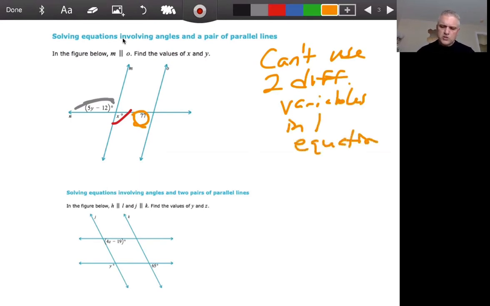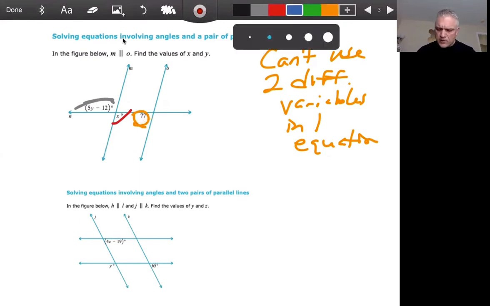Okay, because you know that these two angles are vertical angles, the x and the 5y minus 12, you know that. However, you can't say 5y minus 12 equals x, because now you've got a y and an x. We need to solve and get numbers only, okay? So we need this 77. We need the 77-degree angle in our equation.